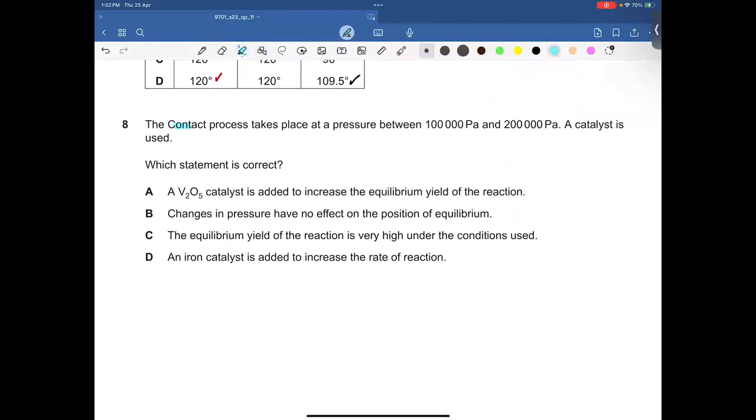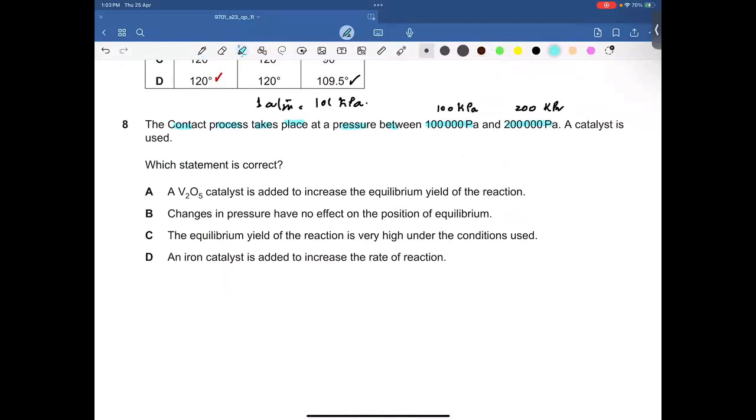Question number 8. The contact process takes place at a pressure between 100,000 pascals and 200,000 pascals, right? So basically, this must be the lower pressure. This must be the higher pressure. All right. And this is 100 kilopascal, right? And this is 200 kilopascal. And remember, 1 atmosphere is equal to 101 kilopascal under standard conditions.